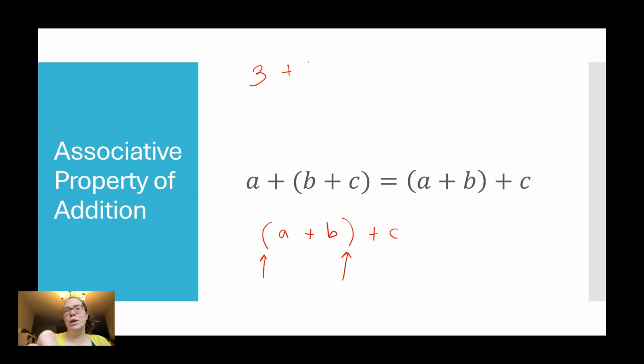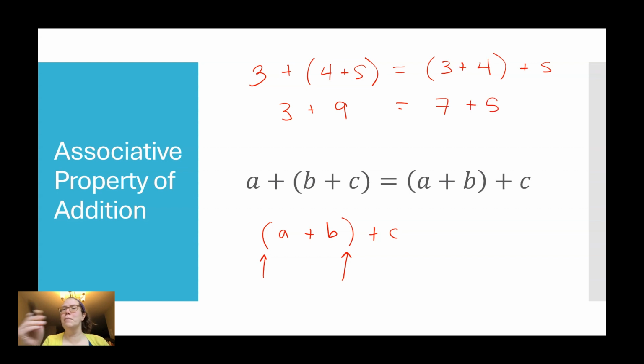So 3 plus 4 plus 5 is going to be the same as if I first added the 3 plus 4 and then added 5, right? This turns into 3 plus 9, and this turns into 7 plus 5, but both of those are still 12. As long as everything's addition, it doesn't matter the order I go in.